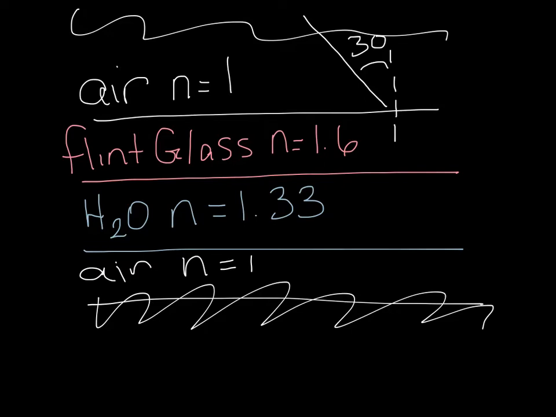Well, we know n of the flint glass is more than 1, so it's going to bend more. And then we have it hitting the boundary between the glass and the water. Water is less, so that means it will bend out more. So each time it hits a boundary, the angle changes. So what we are going to look at is the first boundary, this air and flint glass, and see what happens there.